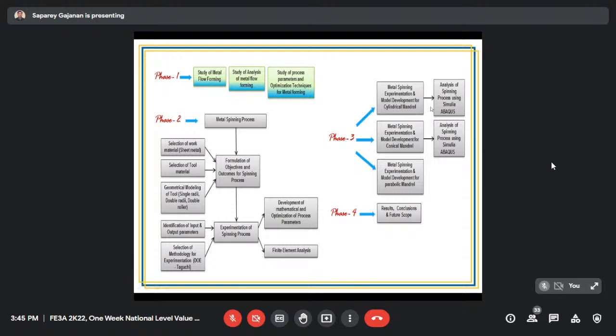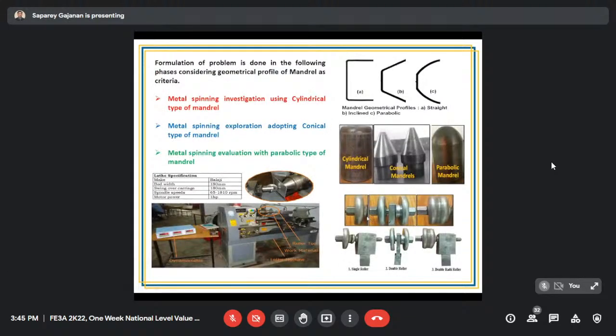The innovativeness is in the tools, compared to whatever tools are conventionally used or used in CNC. Apart from this, we wanted to develop a new type of tool, which has double radii rollers. I'll just show this. Here you can see this is a single radii, a circular type of tool. And this is the double roller, the double radii roller, meaning one after the other, the contact points will be there.